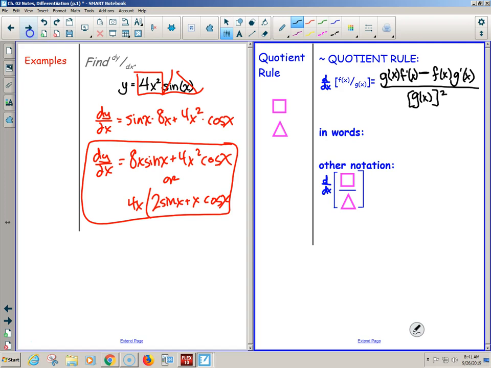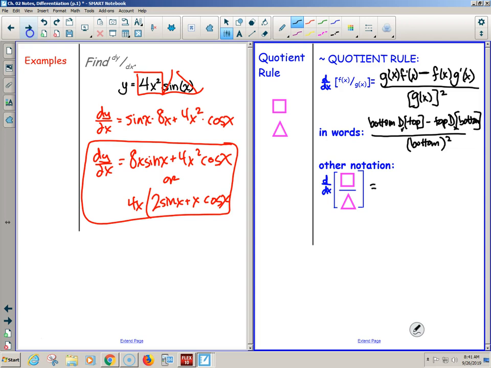You guys notice I just gave you the words. Bottom D top minus top D bottom. P.S. the capital D is another way of writing d/dx, and technically we would show the little x as a subscript. Differential x with respect to x at the top and the bottom. Anyway, just a snazzy way of writing it. All over bottom squared.